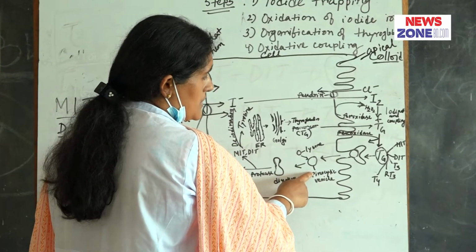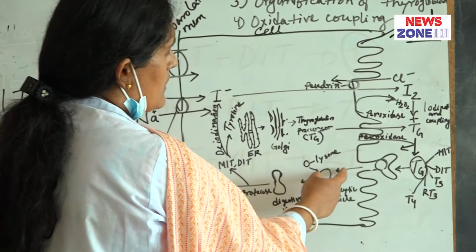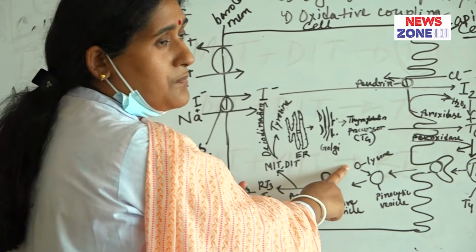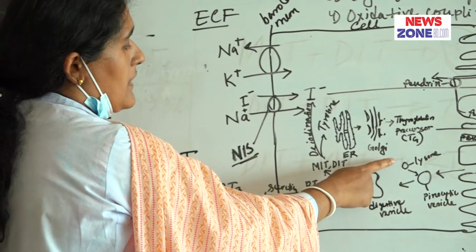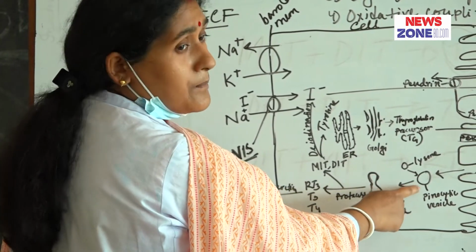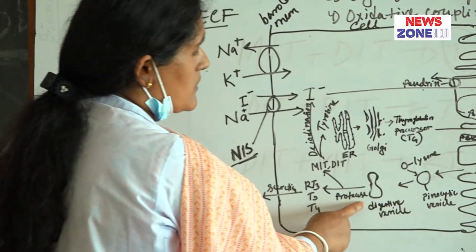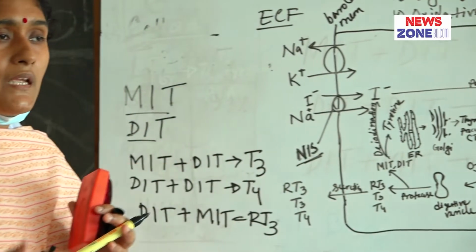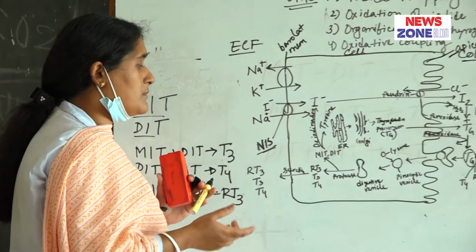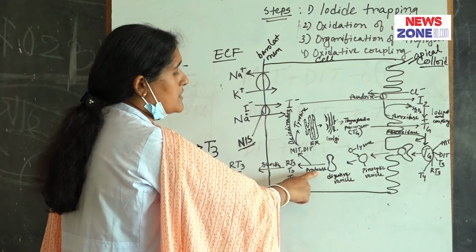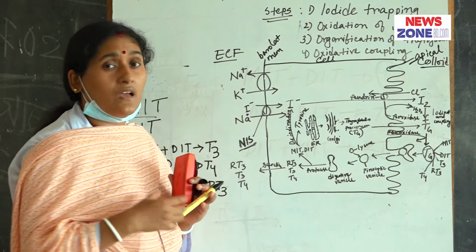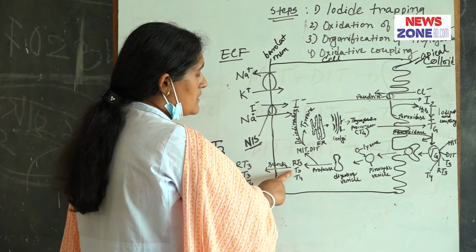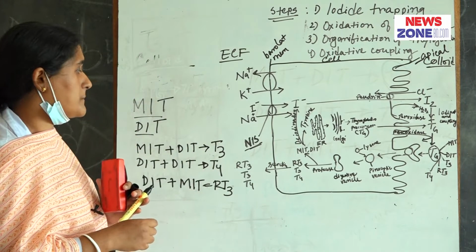Ultimately a pinocytic vesicle forms. This pinocytic vesicle enters the thyroid follicular cell, and there is a lysosome within the thyroid cell, and this lysosome fuses with the pinocytic vesicle. Ultimately a digestive vesicle forms. This digestive vesicle contains many digestive enzymes. One of the enzymes is protease. This protease enzyme digests the thyroglobulin, ultimately releasing MIT, DIT, reverse T3 and T4.